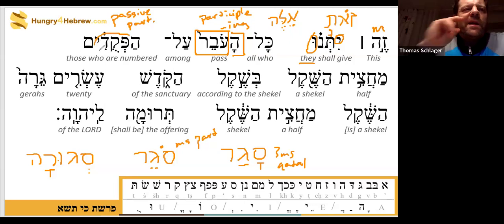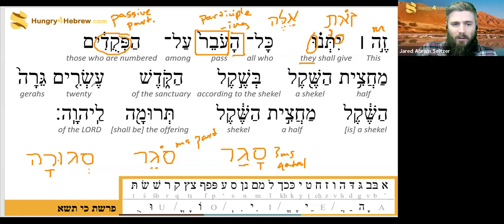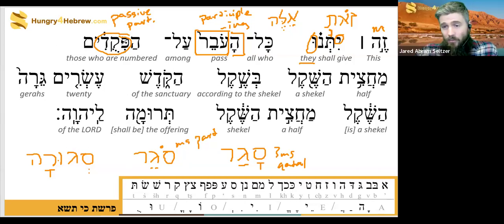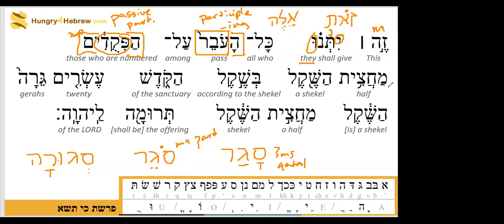So notice that this root, pakad, that we saw several times in the preceding verse, has to do with counting or numbering. Because it's passive, it's those who are numbered. Like the difference between the closer and the thing closed, so also the difference between the counter versus those who are counted. And it's masculine plural because of the im suffix. The ones being numbered.